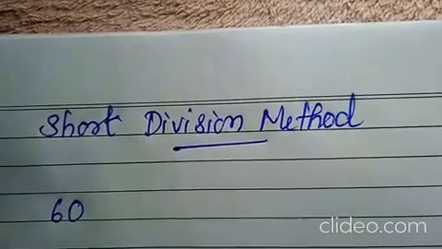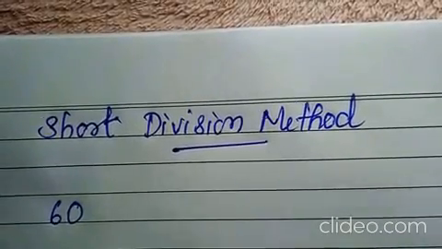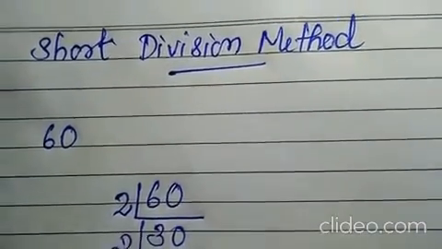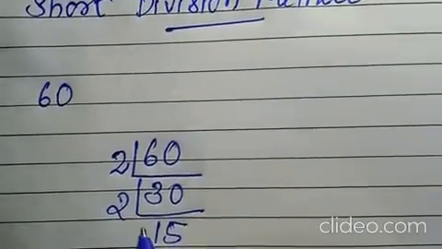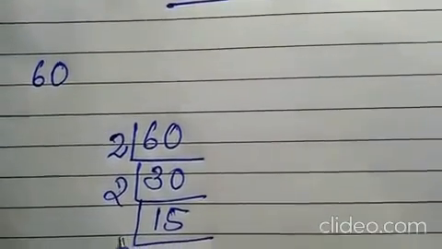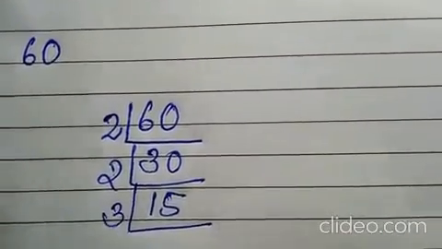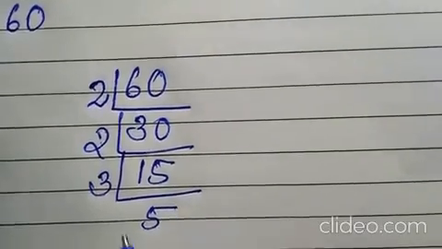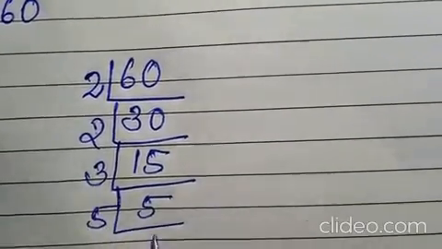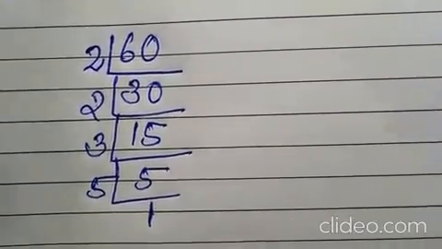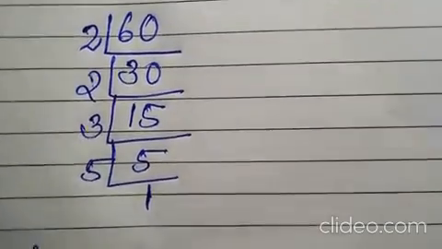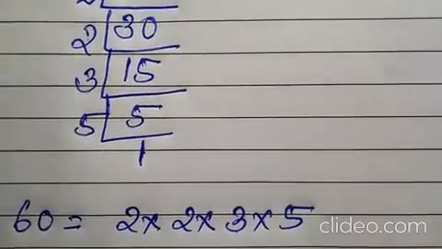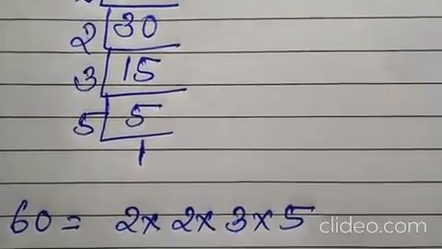60 divided, in which table is there? 2 as a prime number. 2 30s are 60. Again with the 2, it will come 15. Understood? 2 15s, again not possible. With 3 it is possible. 5 3s are 15. Understood? Again with the 5, we will get 1. So 60 equals 2 into 2 into 3 into 5. In this way, we are doing the short division method.